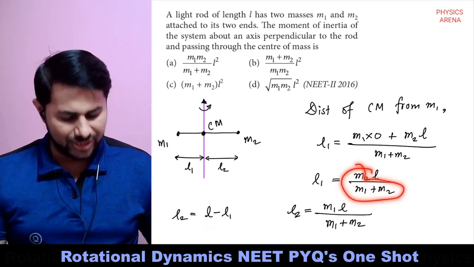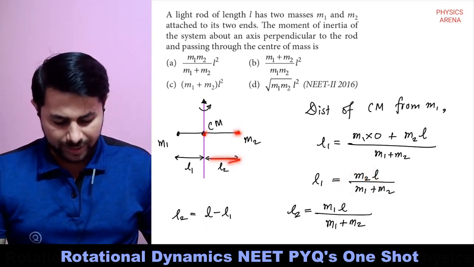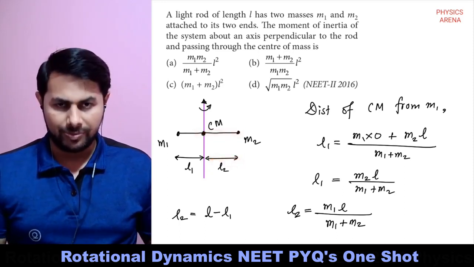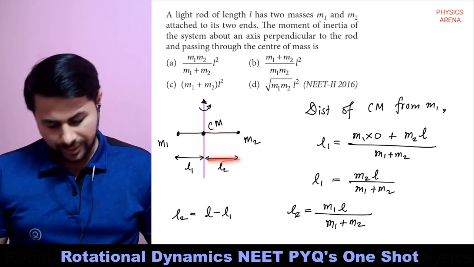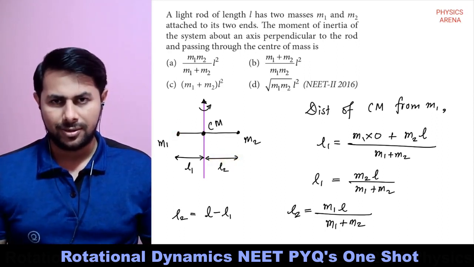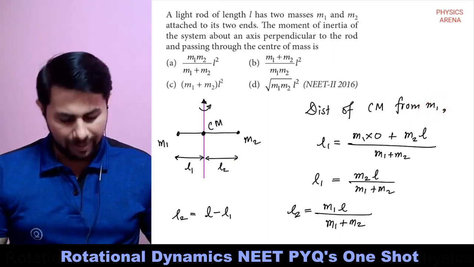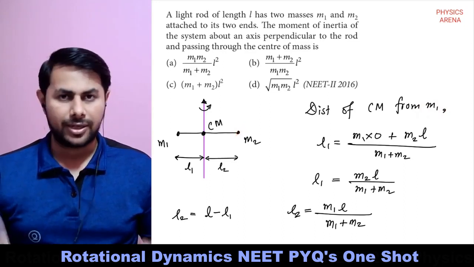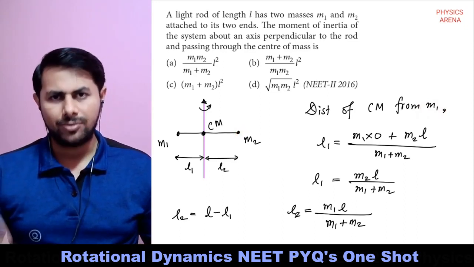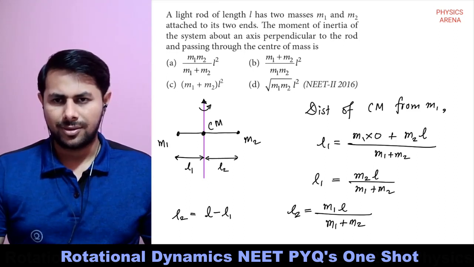So we'll use our common sense. We'll just exchange m1 and m2. So we'll get L2, the distance of the center of mass from m2, equal to what? It is m1 divided by m1 plus m2, multiplied by the total length, just like the distance from m1 is m2 divided by m1 plus m2 multiplied by length L. Is it clear? Everybody?